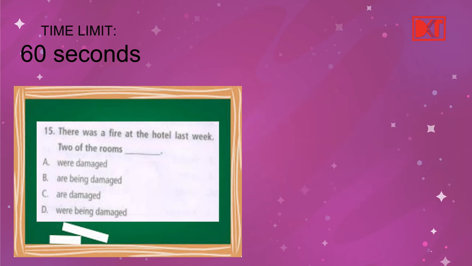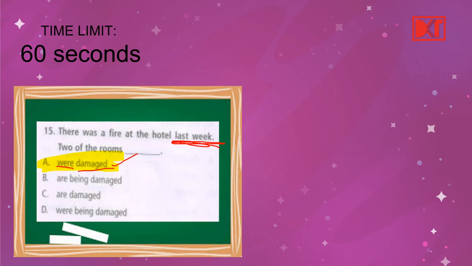There was a fire at the hotel last week. Two of the rooms: A, were damaged, B, are being damaged, C, are damaged, D, were being damaged. Now here, the correct answer is were damaged. Alright, were, because we're talking about the past tense. See, there was a fire at the hotel last week. We're talking about the past, so were is past tense and damaged is the past participle.